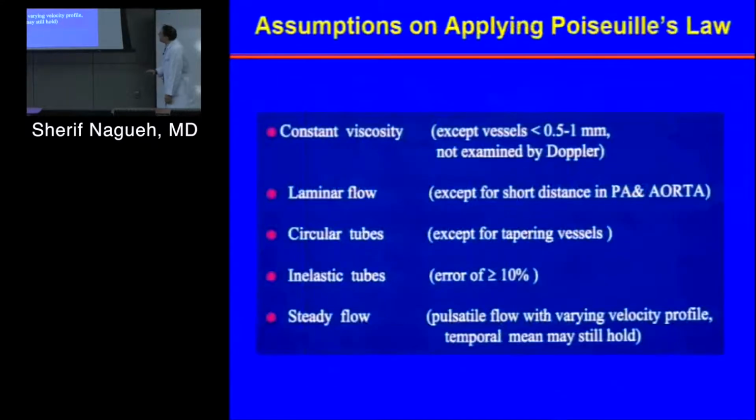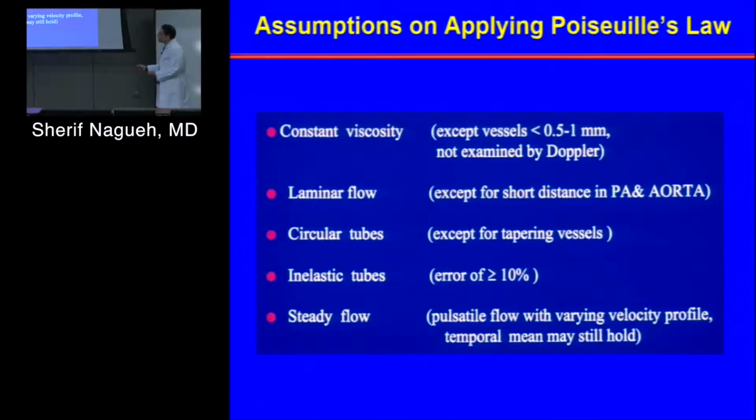Okay. So some quick comments about the assumptions related to Poiseuille's law. One assumption is that viscosity is constant. For the most part, this is true. But as you go into smaller and smaller blood vessels, red blood cells will not go in there. And so the composition of the blood changes. We typically do not image these blood vessels routinely by the conventional methods we have, and so it's reasonable to think of viscosity as constant.